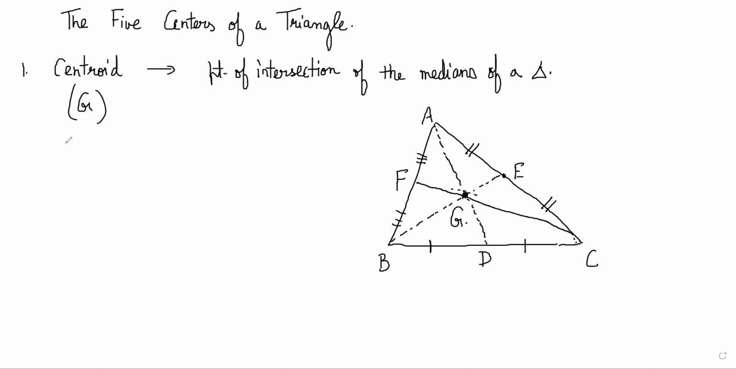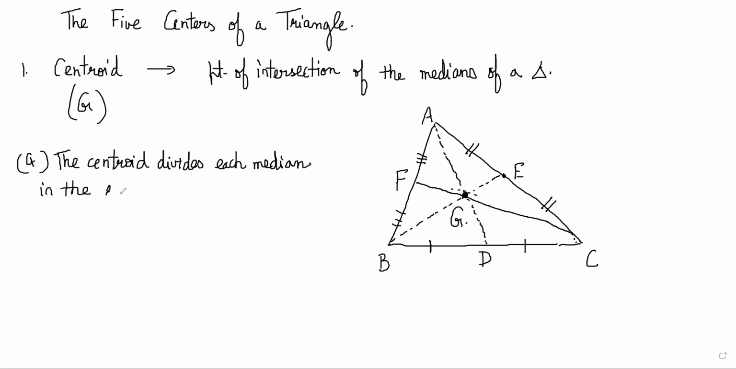Now some important theorems regarding centroids. The first property is the centroid divides each median in the ratio of 2:1. In the ratio 2:1. So that means that AG by GD is equal to BG by GE is equal to CG by GF, that is equal to 2:1. So that is the first property.